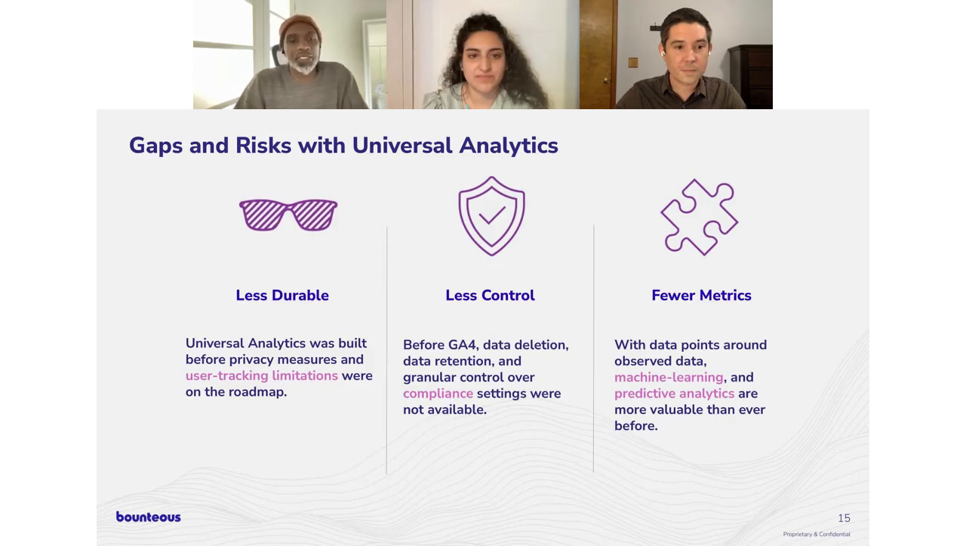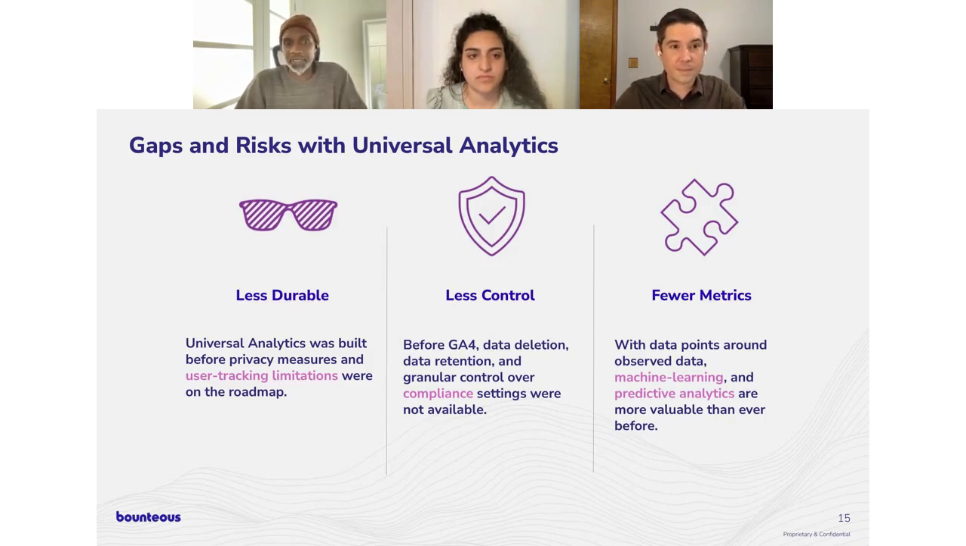So, gaps and risk with Universal Analytics. It's less durable. Universal Analytics was built before the privacy measures and user tracking limitations were on the roadmap. Less control: before GA4, data deletion, data retention, and granular control over compliance settings were not available. Fewer metrics with data points around observed data. Machine learning and predictive analytics are more valuable than ever before.